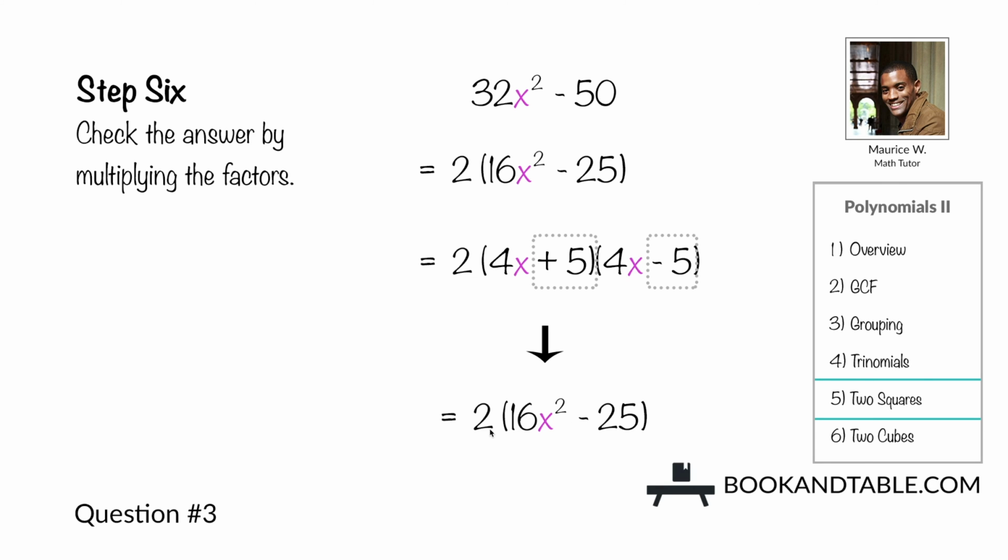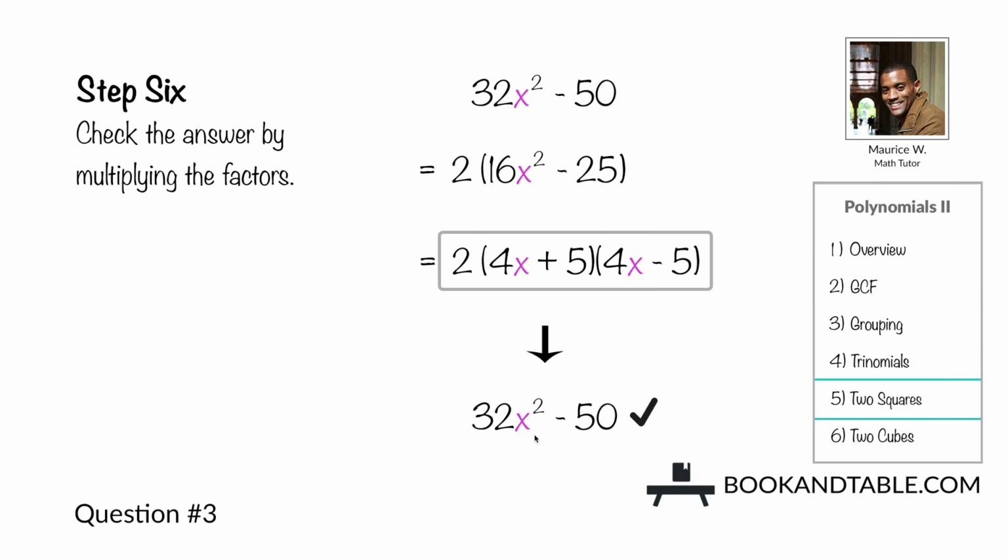And once we distribute the 2 to each of these terms, 2 times 16 would give us 32x squared. And 2 times negative 25 would give us negative 50. So since the final polynomial matches the original polynomial, that confirms that we found the factors, which are 2, 4x plus 5, and 4x minus 5. So that is how you go about factoring the difference of 2 squares.